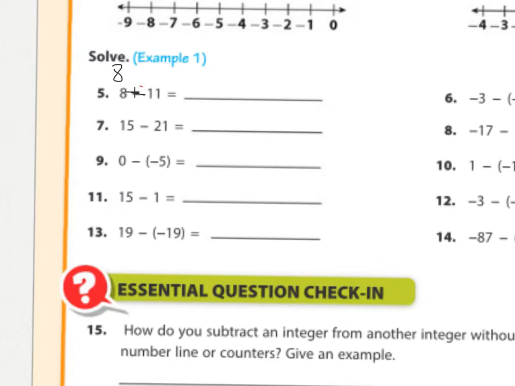Alright, so now, are your signs the same or are they different? They're different. And what do you have more of? Do you have more positives or more negatives? You have 8 positives and 11 negatives. Which one do you have more of? You have more negatives because you have 11 of those. How many more negatives than positives do you have? 11 minus 8 is 3, so that's how many more you have, and that's your answer.